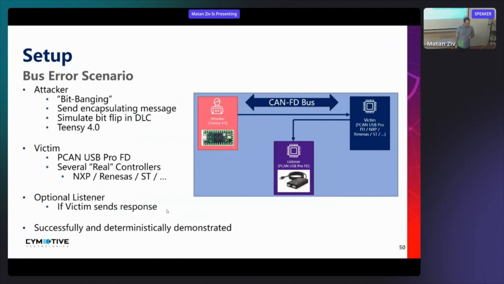In this setup, we again had an attacker, but this time this attacker did bit banging. For those of you who are not familiar with what bit banging means, this means that bits are set directly on the bus. We do not go through a CAN or CAN FD controller. We wrote code that set bits directly to the bus. Now, the reason why we did this is so that we can simulate a bit flip. We will send a valid message, and we'll only change one bit, the higher bit of the DLC field.